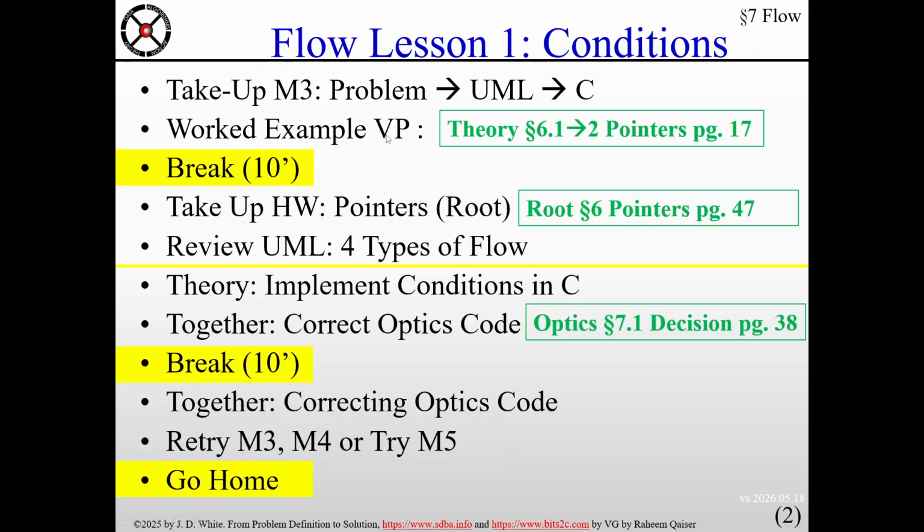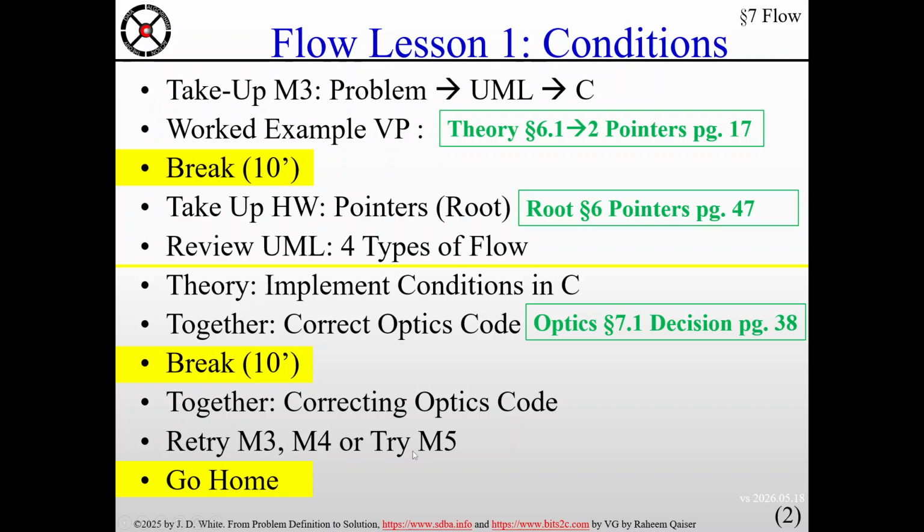Okay, so we'll start with a worked example for VP diagrams. Then hopefully, we'll see how far we get there. We'll take up the homeworks for pointers, the route 1 that we did your homework for last week. We'll then review UML, the 4 types of flow. We'll talk about how to start to implement conditional flow in C, and we'll then work to correct the optics code.